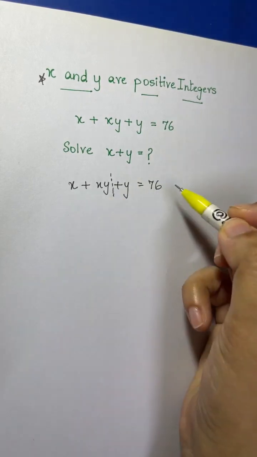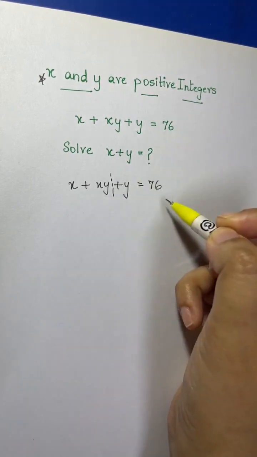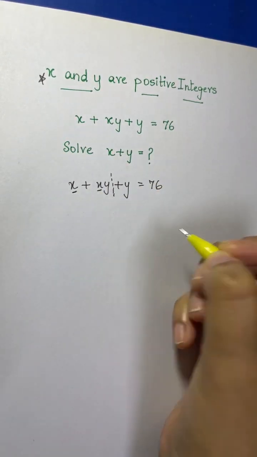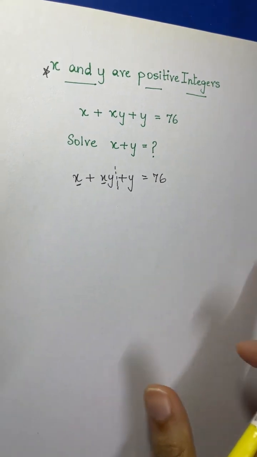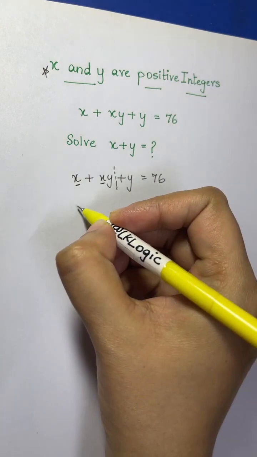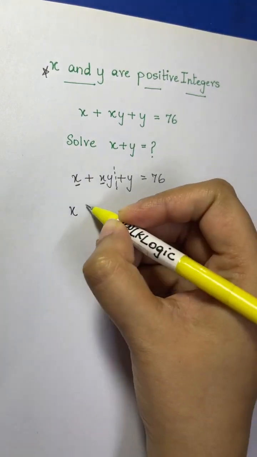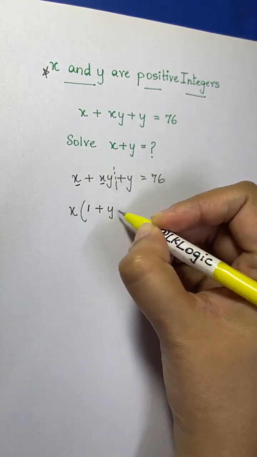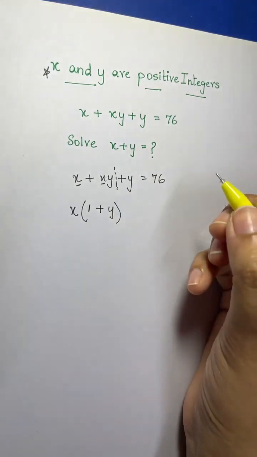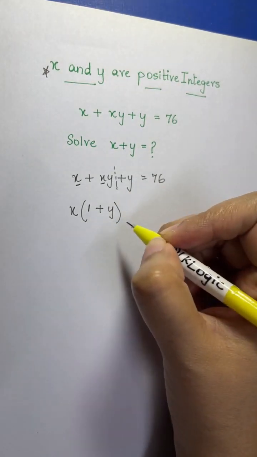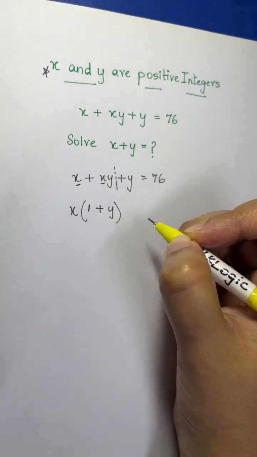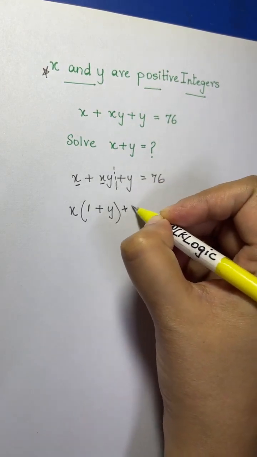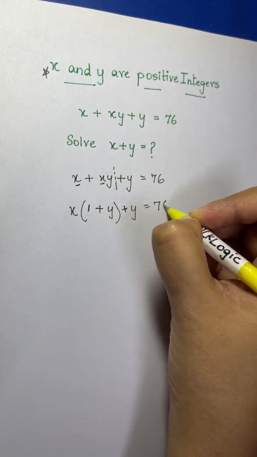Now can you see if we can take out any greatest common factor from this equation? Yes, we can take out the factor x common. So when you take out x common, what is left with us? If I take out x common, here I'm left with 1, and here I'm left with y. So we have x times 1 plus y. Now this side I only have plus y equals 76.